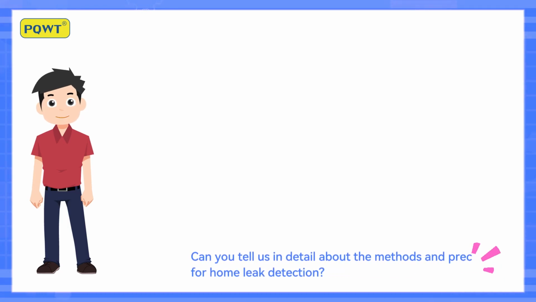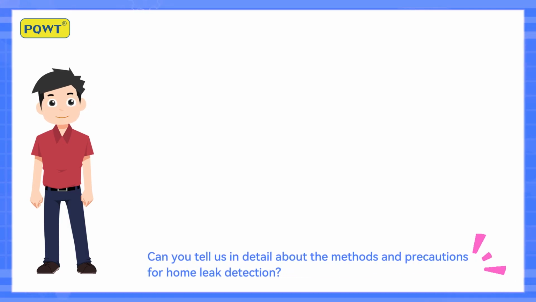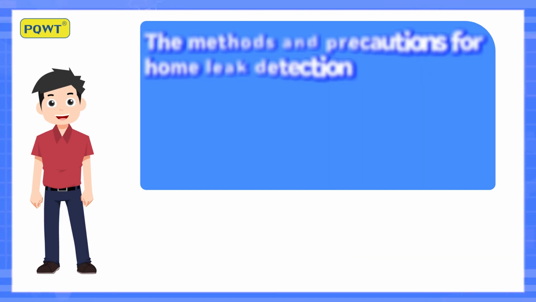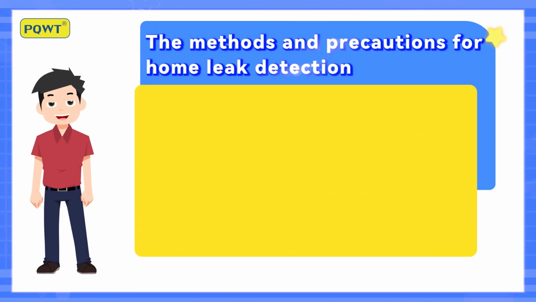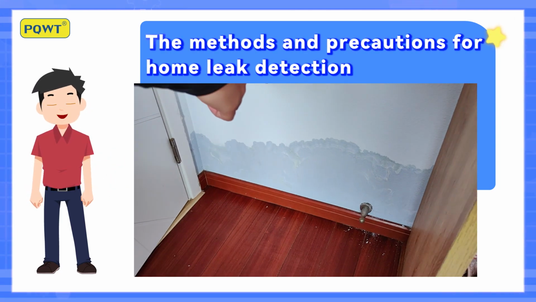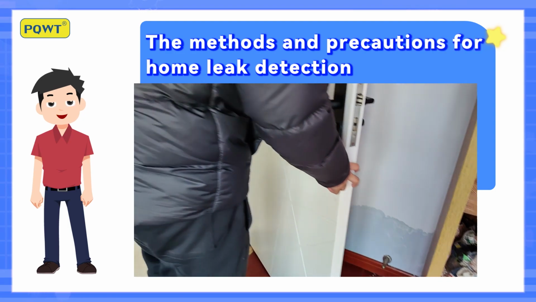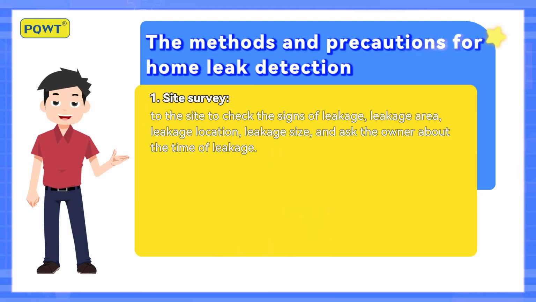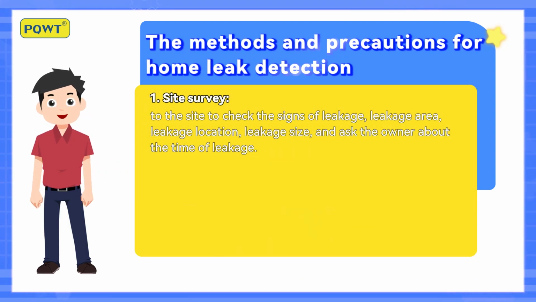Can you tell us in detail about the methods and precautions for home leak detection? The methods and precautions for home leak detection. 1. Site survey. Go to the site to check the signs of leakage, leakage area, leakage location, leakage size, and ask the owner about the time of leakage.